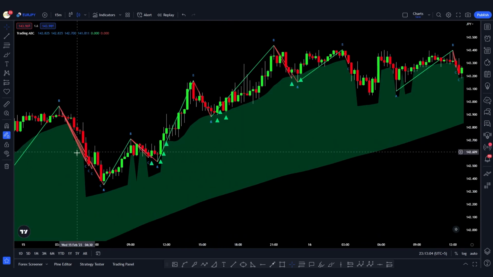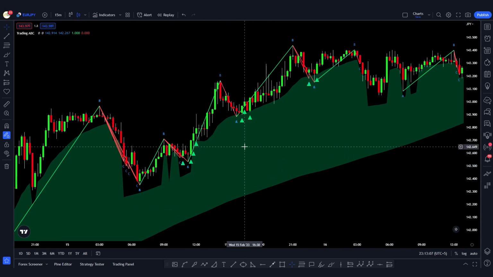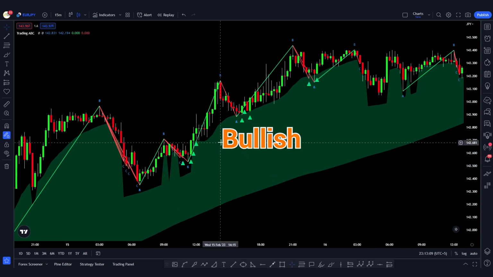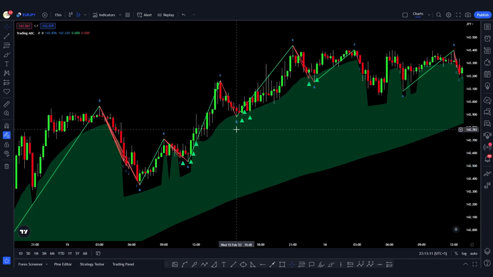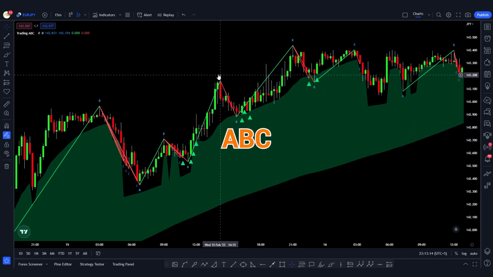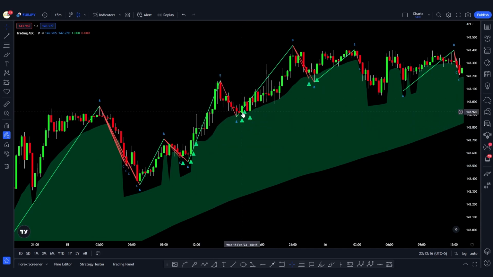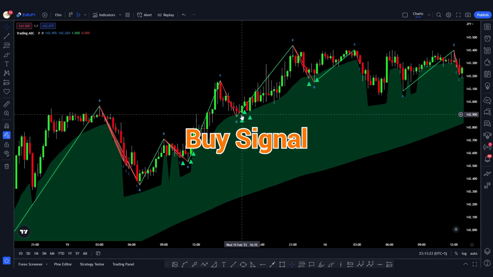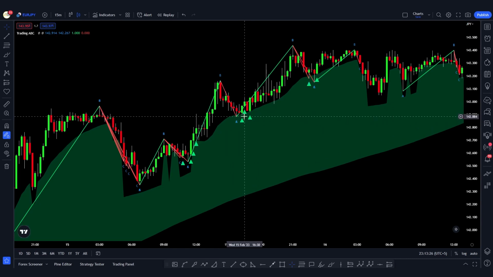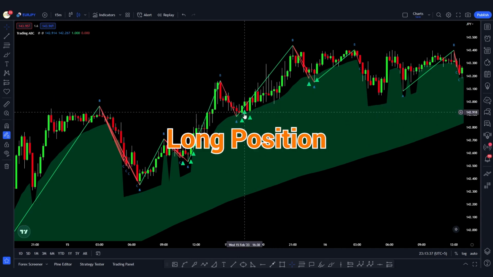So as you can see here, with the formation of this green cloud, that means that the market is in bullish direction and bulls are in control. And after that, you can see that there is the formation of this ABC pattern, and with the formation of this ABC pattern, you can see the price action is above the cloud. So here you can see that the indicator is generating these buy signals, and these signals are plotted because the market is in bullish condition and the price action is above the cloud, and there's the formation of ABC pattern. So we can use these signals in order to take long positions.